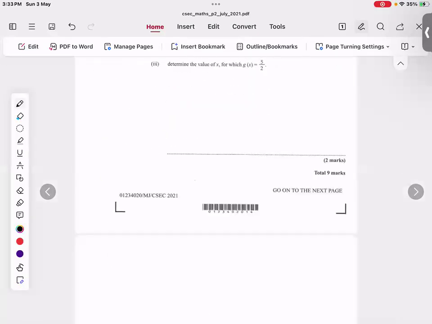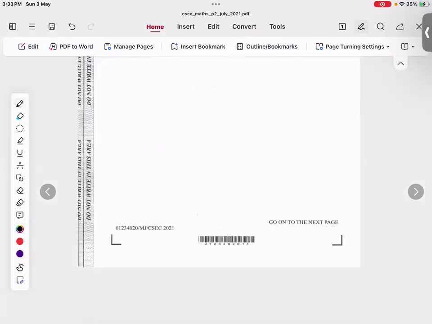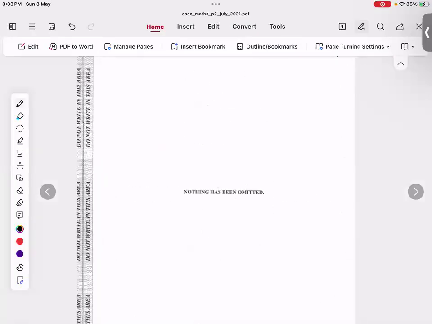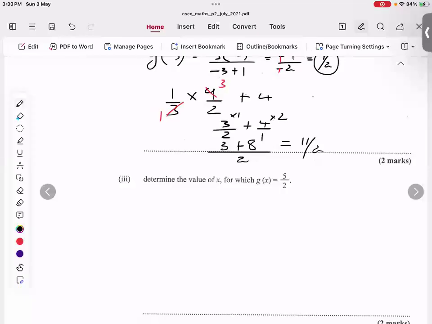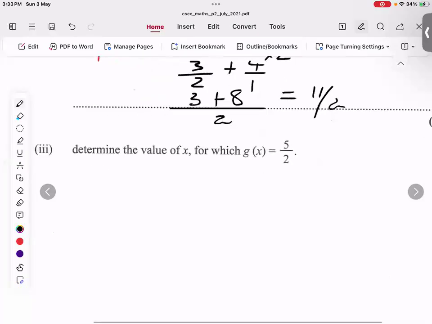All right. And the final question that takes us into getting our 100%. Because we're going to get no question wrong so far, working together as a team. Determine the value of x, for which g of x is 5 over 2.